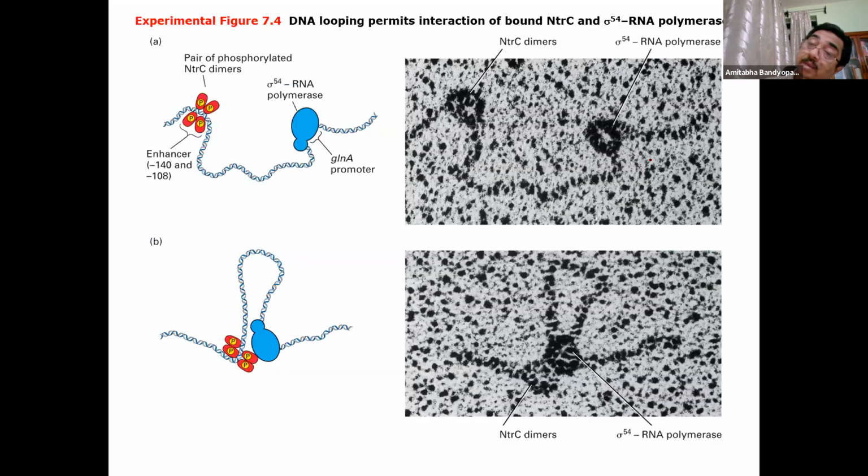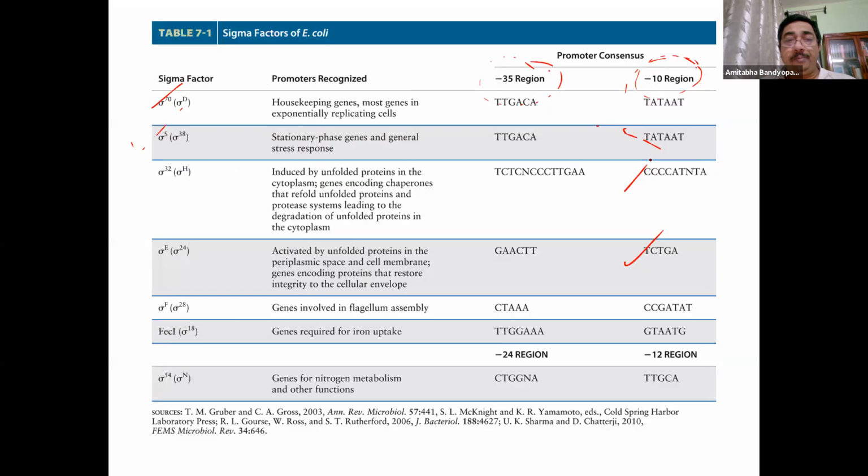Then there is another interesting thing. This is the last one that I will talk about, and after that we'll stop. See, for nitrogen metabolism, glutamine biosynthesis, those genes use a special kind of sigma factor called sigma 54. And it has its own binding site. That RNA polymerase, sigma 54 bound RNA polymerase, has its own binding site.